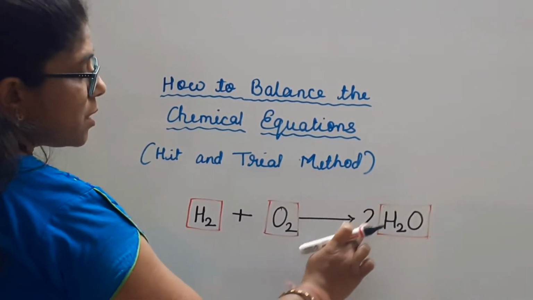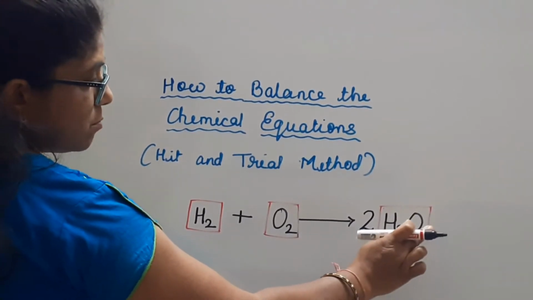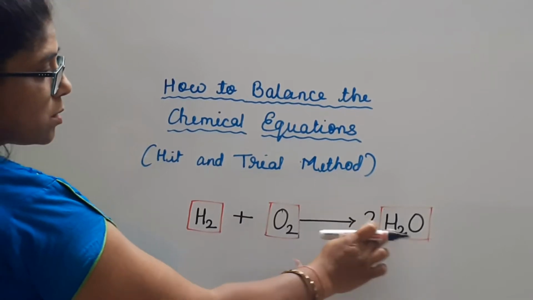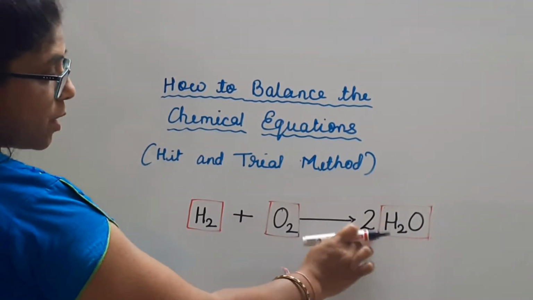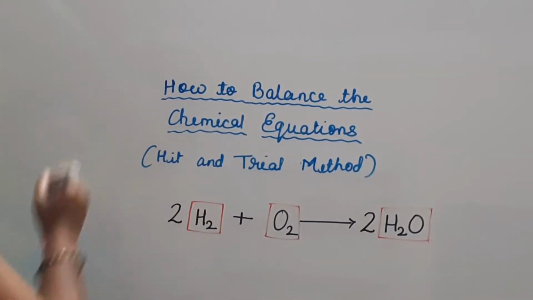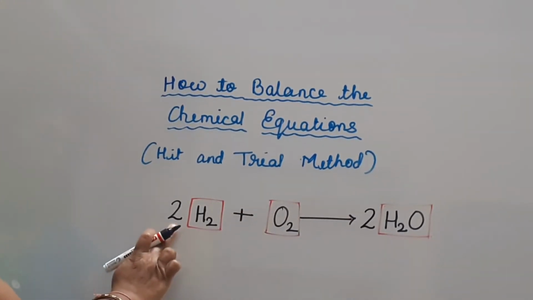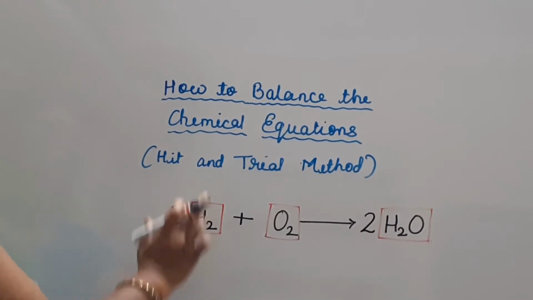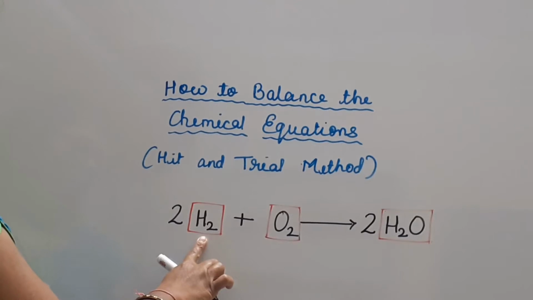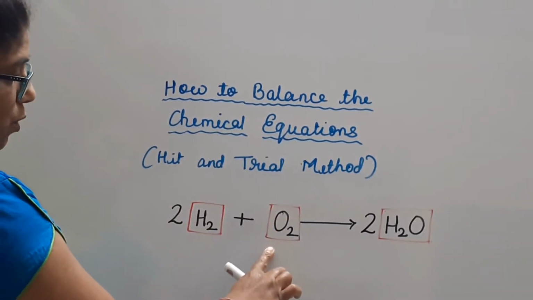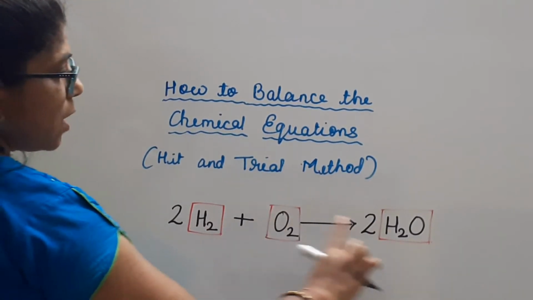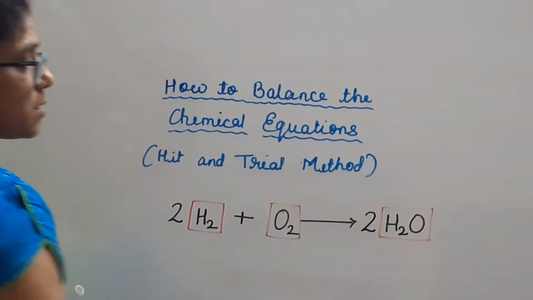That means the number of oxygen atoms has become 2 here. But when we write 2 here outside this box, the number of hydrogen atoms has become 4. So to balance the number of hydrogen atoms, we write 2 here outside this box. So the meaning of this is 2 molecules of hydrogen plus 1 molecule of oxygen forms 2 molecules of water. So this is how the chemical equations are balanced.